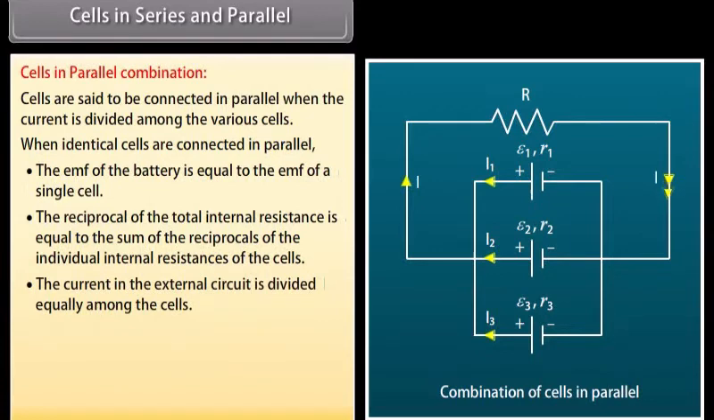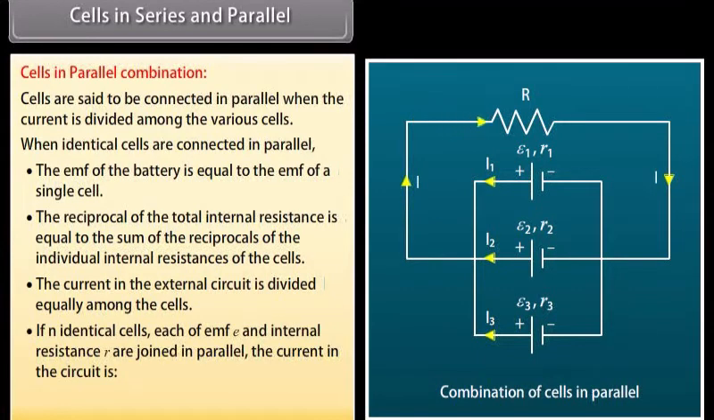The current in the external circuit is divided equally among the cells. If n identical cells, each of EMF E and internal resistance R, are joined in parallel, the current in the circuit is equal to nE divided by (nR + R).